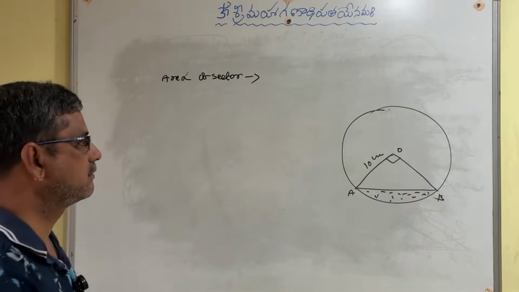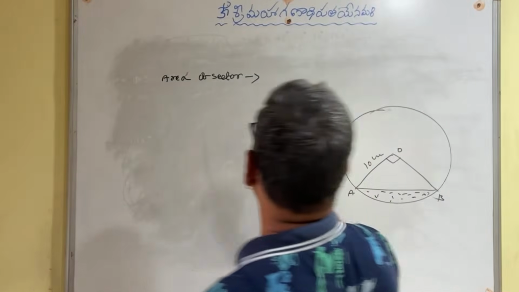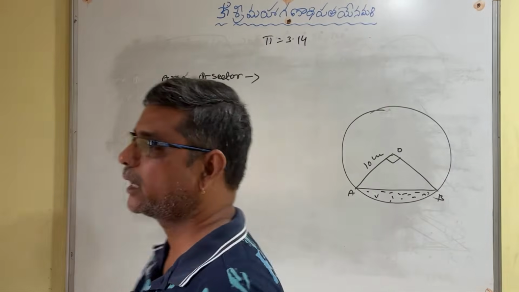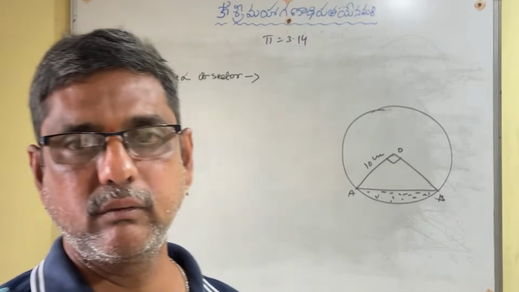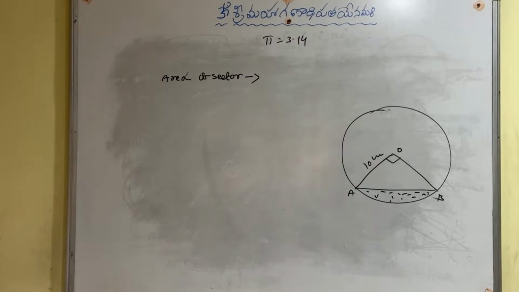Children, first find the area of the sector. We have the radius. Use pi. You have to take the value of pi as 3.14. You cannot use 22/7 for this problem. Find the area of the sector fast. Theta by 360 into pi r square.